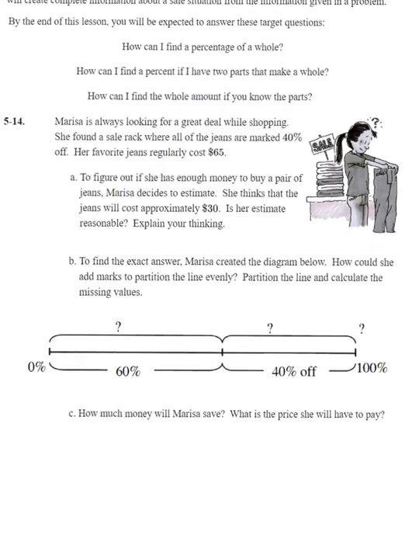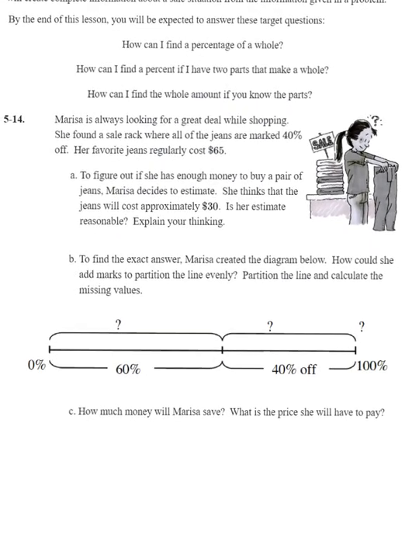So for 514, it says Marissa is always looking for a great deal while shopping. She found a rack where all the jeans were marked 40% off. Her favorite jeans normally cost $65. To figure out if she has enough money to buy a pair of jeans, she decides to estimate. She thinks that the jeans will cost approximately $30. Is her estimate reasonable? That's kind of up to you what you think. Is it reasonable or not?